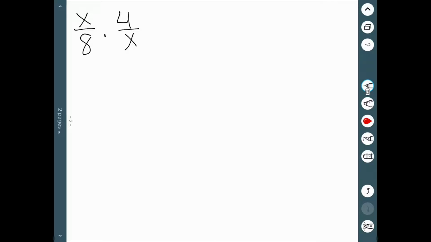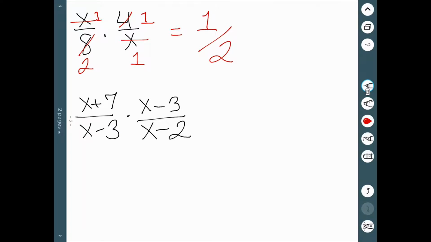X over 8 times x over 4. If I start easy with the numbers, I can see they both have a 4 in common. So I can cancel the 4 to a 1 and the 8 to a 2. As far as the x's, since they're both the same, they're just going to cancel down to 1s. So on the top I have a 1, the bottom, 2 times 1 is 2, so 1/2.